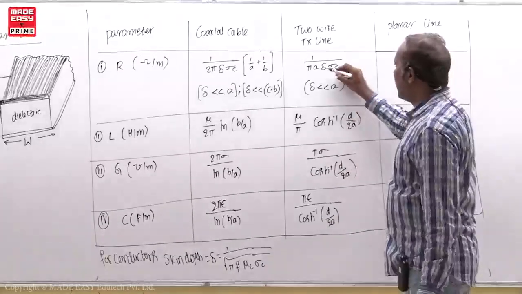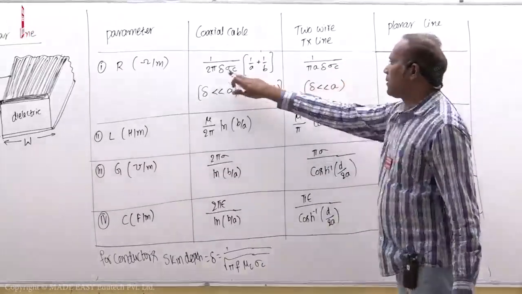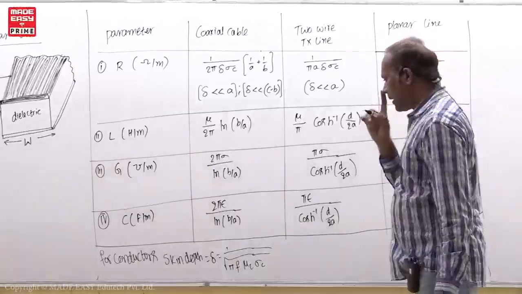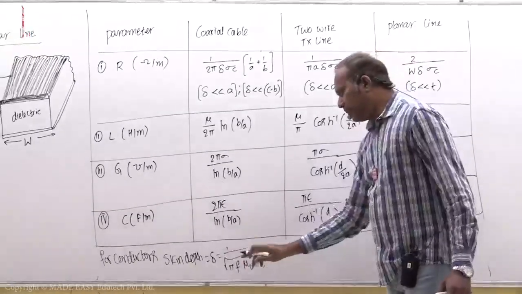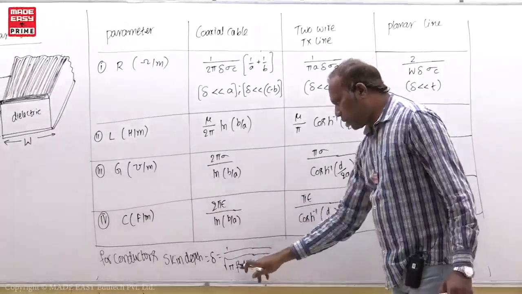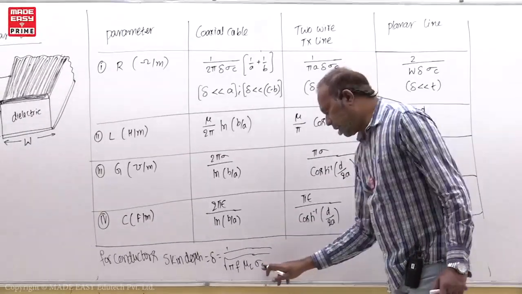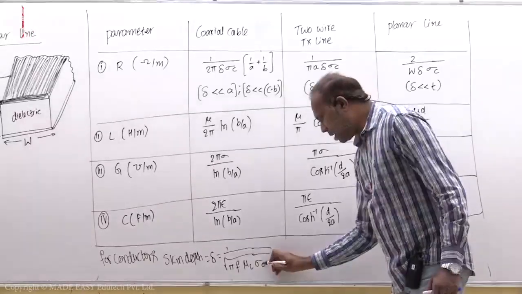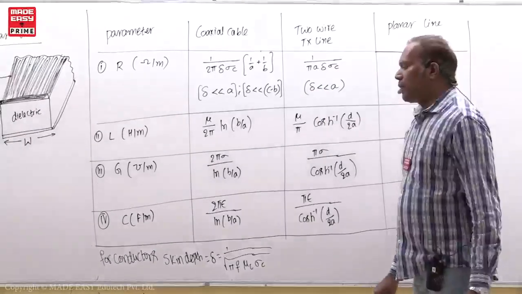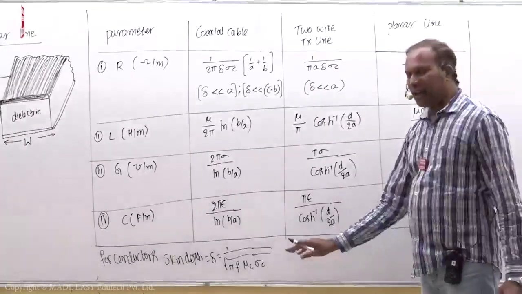So here the delta formula is there, here also delta is there, here also delta is there. The delta formula is the skin depth. So 1 by root of pi f mu sigma, that is for the conductor, so mu of the conductor multiplied with sigma of the conductor. Already we have seen in the last chapter that delta is 1 by root of pi f mu sigma.